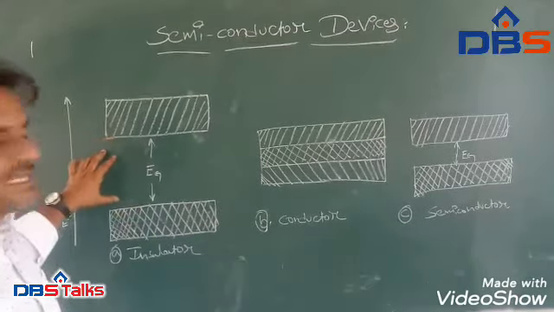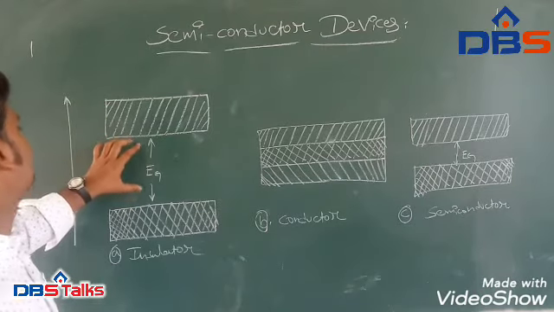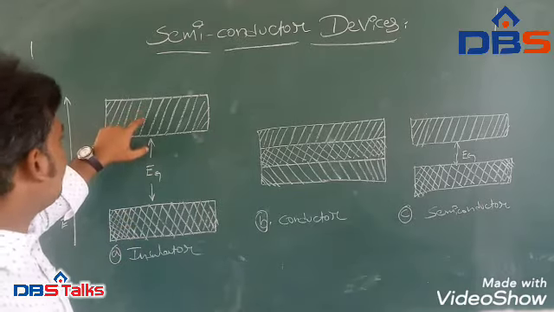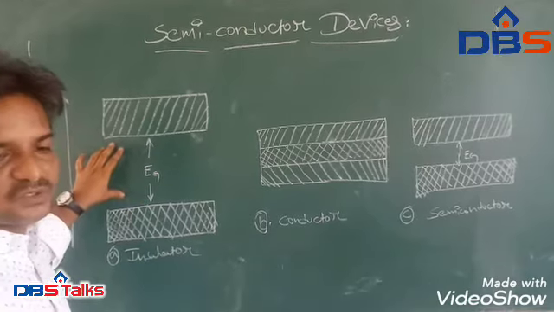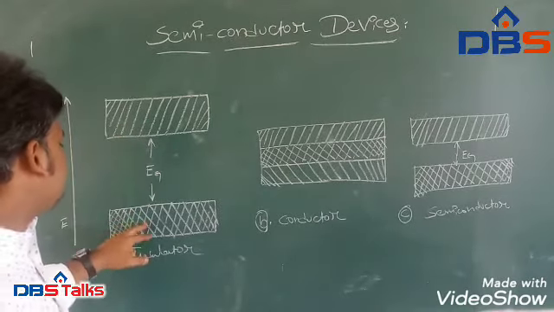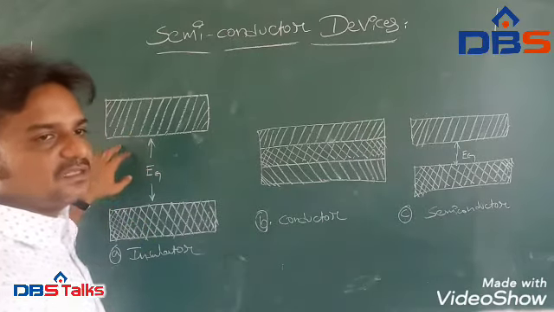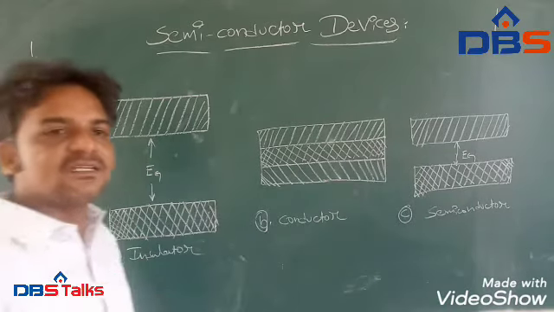So that's why the energy gap between the valence band and the conduction band is very high. Due to this, the electron does not travel from the valence band to the conduction band. So the electron will not freely travel from one point to another point.